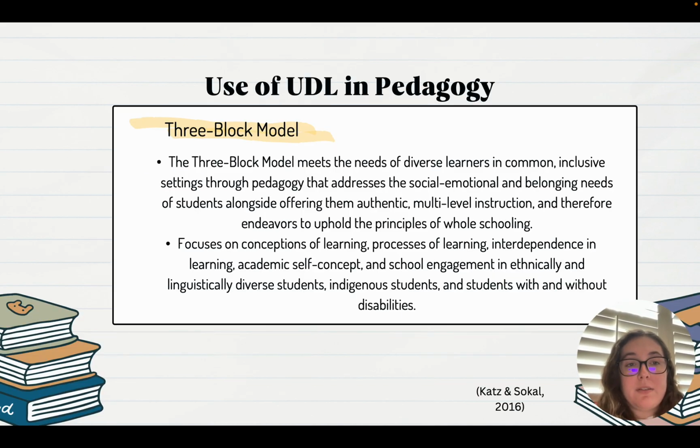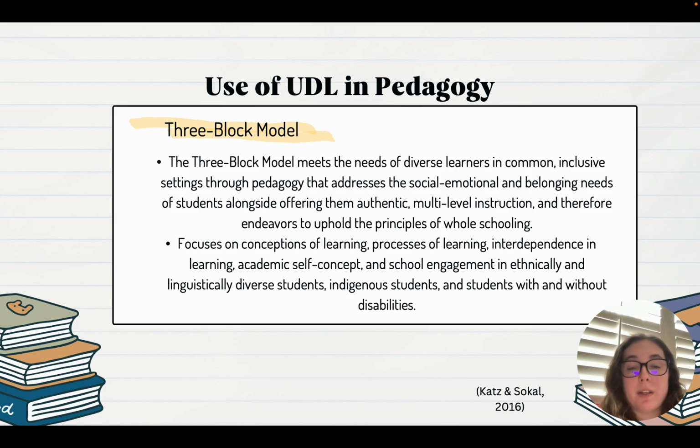And now we're going to talk about the use of universal design and pedagogy. So I know in our class a lot we talk about more learning for adults, but here this article focused on learning in kids. But I do think that this 3-block model could be transferred over to adults, so I felt like it was important to include. So the 3-block model meets the needs of diverse learners in common and inclusive settings through pedagogy that addresses the social, emotional, and belonging needs of students, alongside offering them authentic, multi-level instruction, and therefore endeavors to uphold the principles of whole school learning.